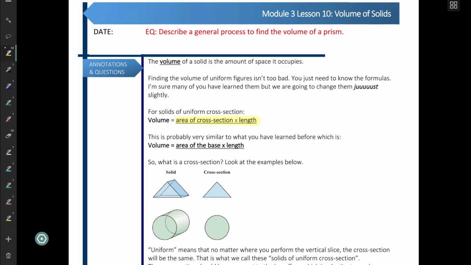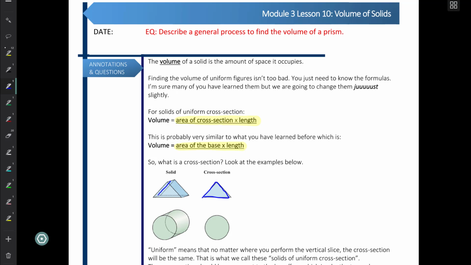This is probably very similar to what you have learned before, which is area of your base times its height, or area of a base times a distance like the length. So that's what you used to do. But we want to focus on the idea of a cross-section. So the cross-section can take many different shapes, right? The examples that we see below, this is going to be a cross-section.